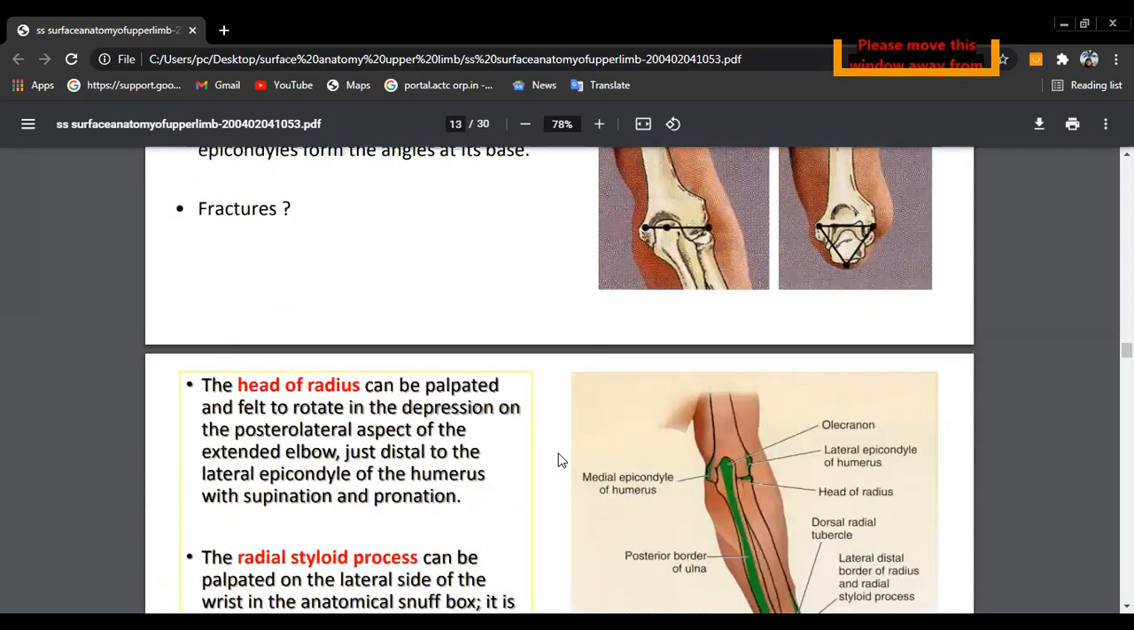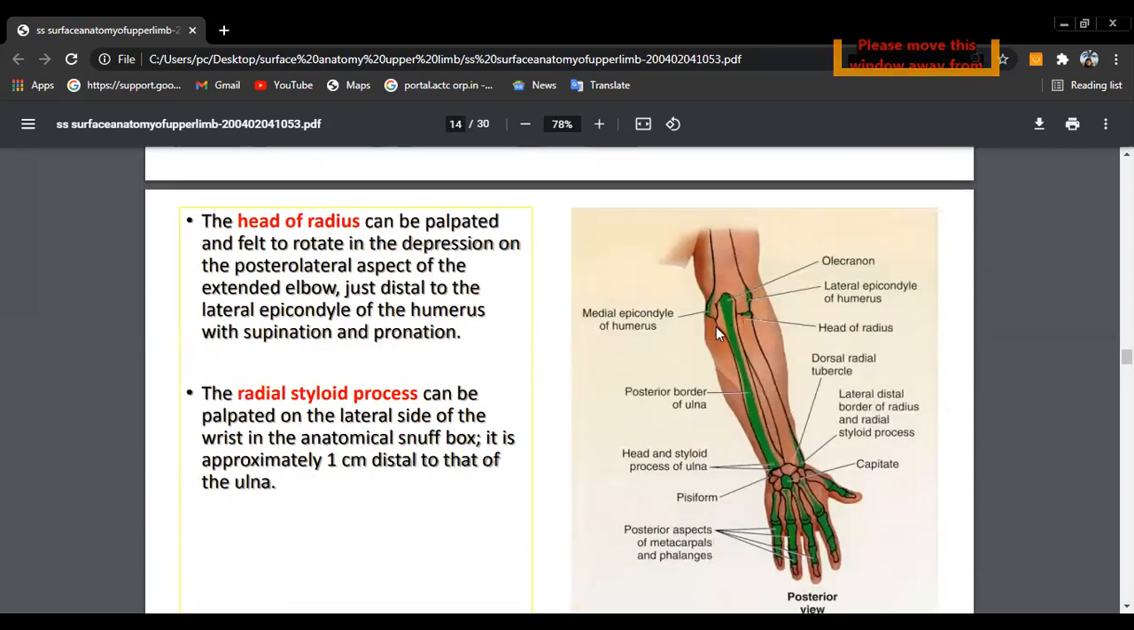Okay? Once you are done with the ulna bone, towards the lateral side we have the radius bone. The head of the radius is above, and lower down we have the styloid process, isn't it? So the head of the radius can be palpated. You can feel it rotate in the depression on the posterolateral aspect of the extended elbow, just distal to the lateral epicondyle of the humerus. This is the lateral epicondyle. Just below that, you can easily palpate the head of the radius.